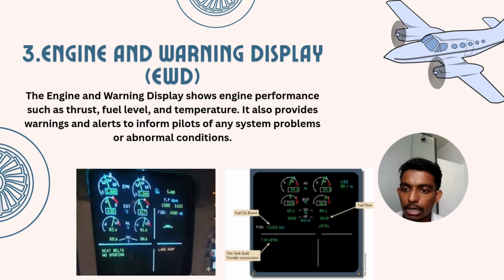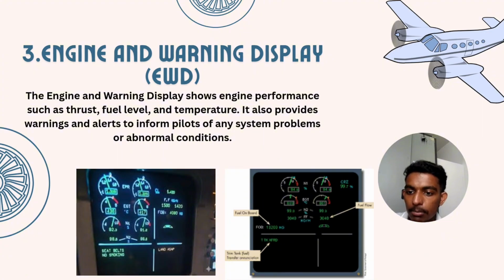Thirdly, the engine and warning display, or EWD. The EWD is an important instrument that shows the aircraft engine performance. It displays key information such as engine thrust, fuel levels, and temperature. This allows pilots to monitor the condition of the engines at all times during the flight.